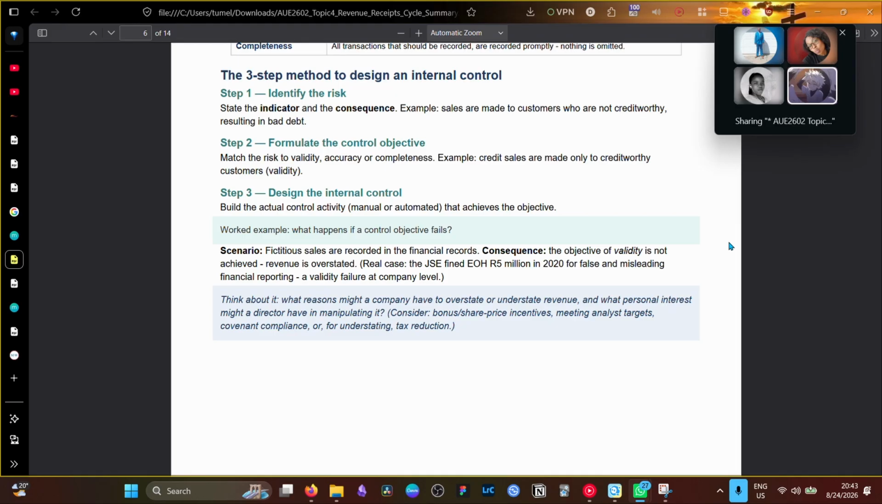Okay, I just want to define control. We already know what internal control is now. So now, let us step out of auditing for a moment, and then we come to real life. What is control? We already know what control is. So let me give you this practical example.